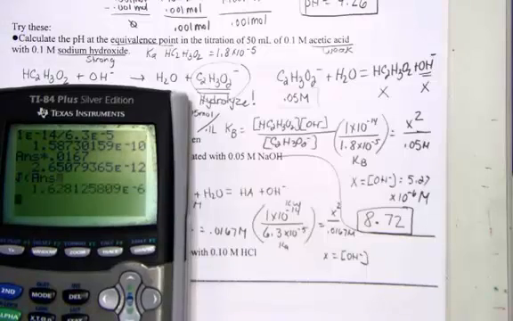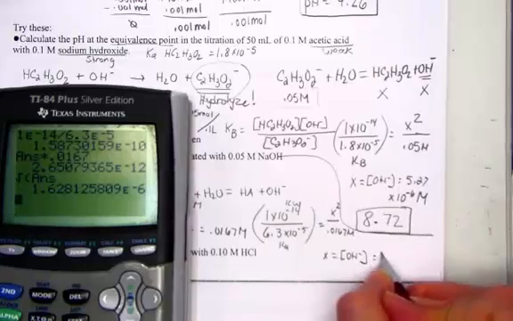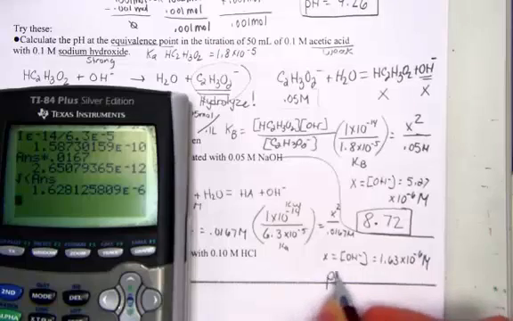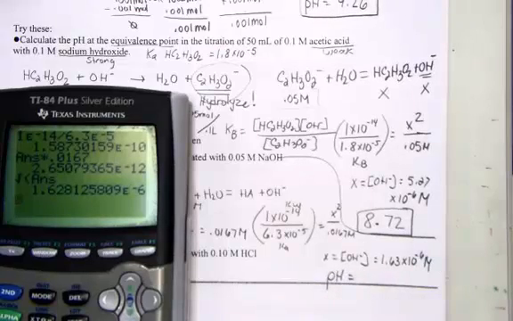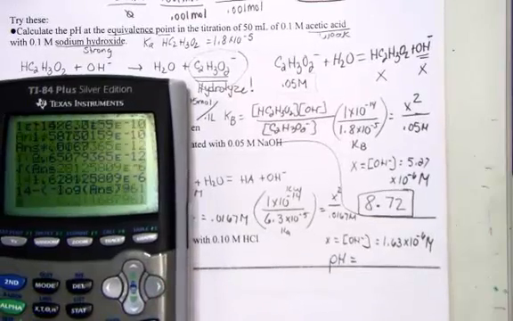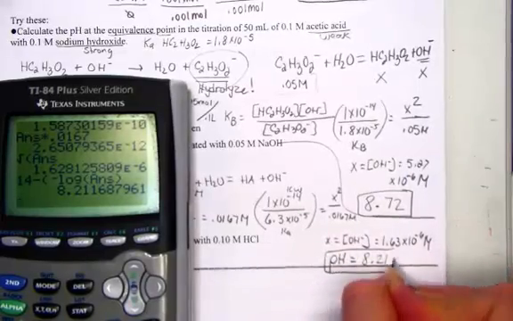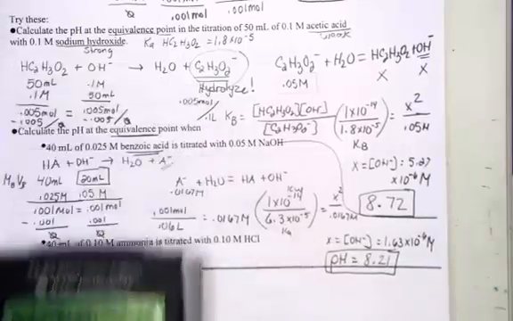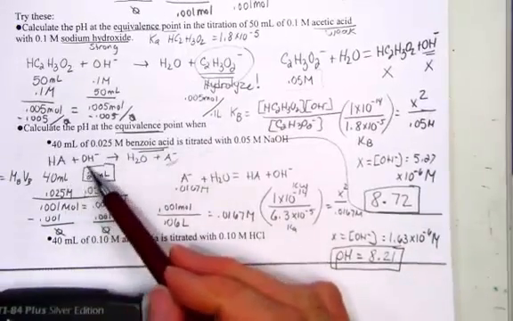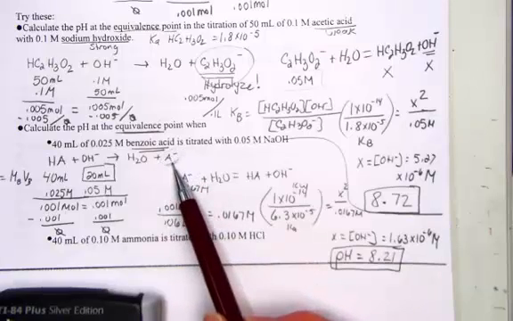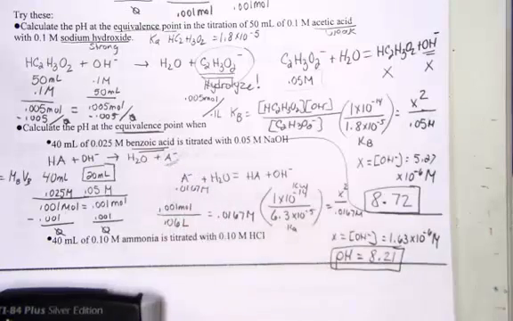So I take the square root and we find the value of x to be 1.63 times 10 to the negative 6th molarity units. From there we can find pH. 14 minus the negative log of our hydroxide, and our pH comes out to be 8.21 pH units. At the equivalence point, equal amounts of acid and base are consumed. The only thing affecting the pH is the hydrolysis of the negative ion.